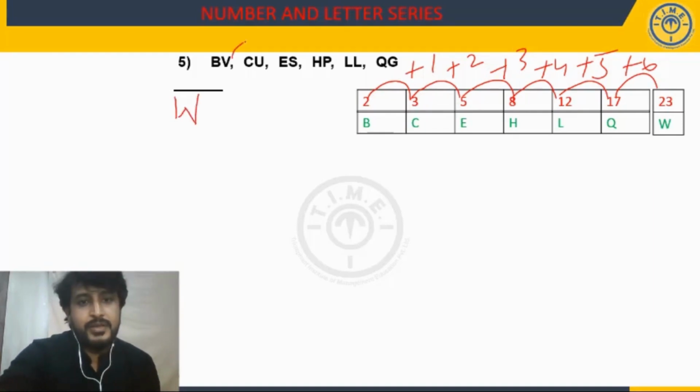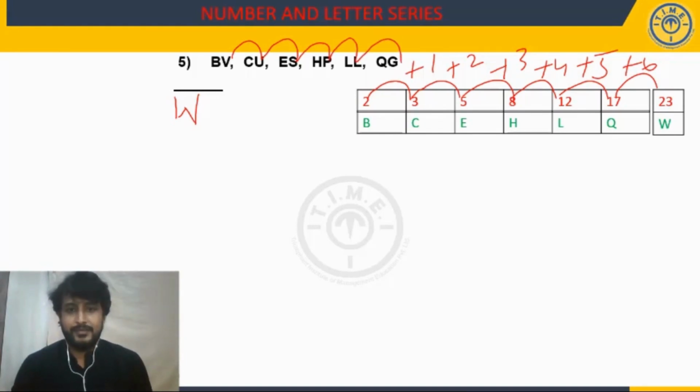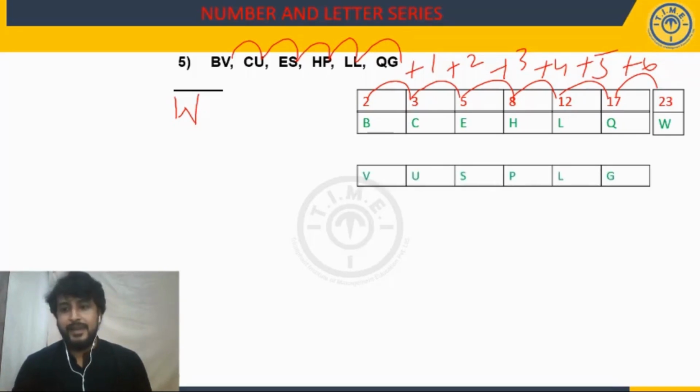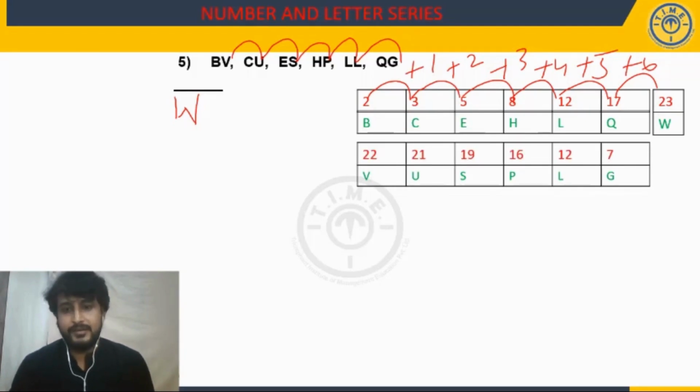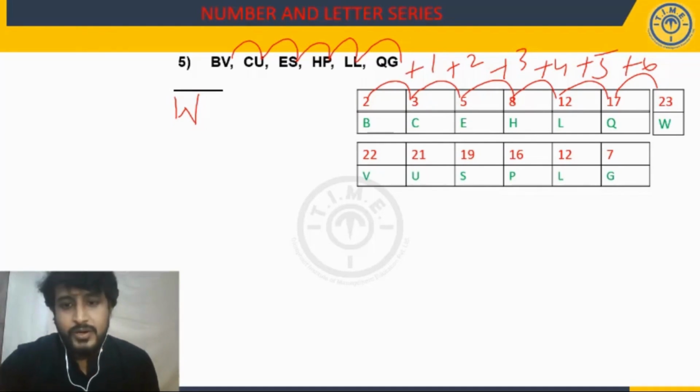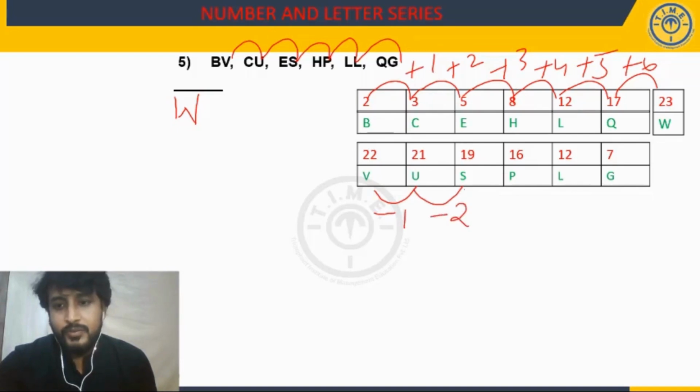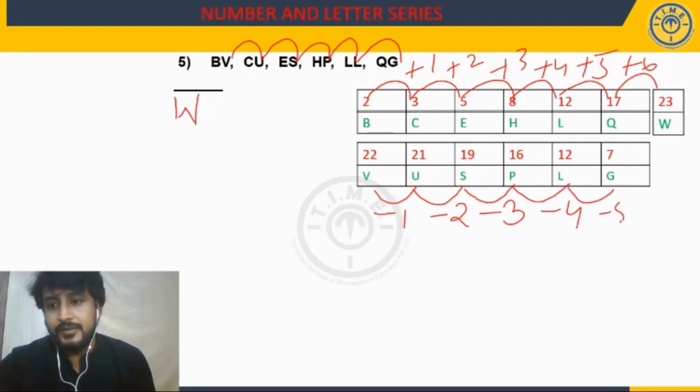Now try to identify the logic in the second set of letters. What was the second set of letters? V, U, S, P, L, G. Now write the place values for the second set of letters: 22, 21, 19, 16, 12, 7. Now identify the logic. 22 and 21 decreased by 1, 21 and 19 decreased by 2, 19 and 16 decreased by 3, 16 and 12 decreased by 4, 12 and 7 decreased by 5.